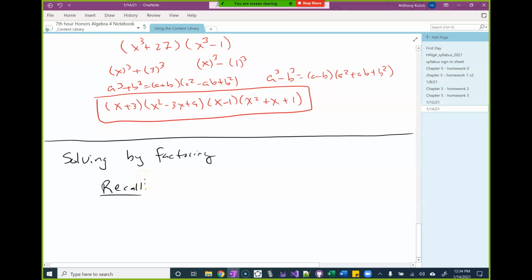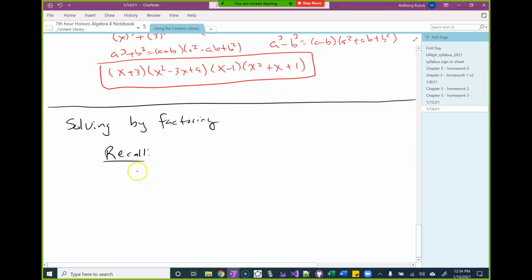Okay, so if we're going to try to solve by factoring, the key idea from first semester that we're going to use is this thing called the zero product property. Zero product property stated that if you had two things that multiply to give you 0, one of those, or at least one of those two things, must have been 0.